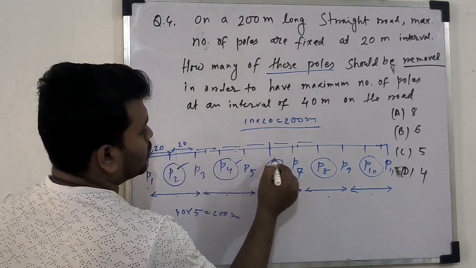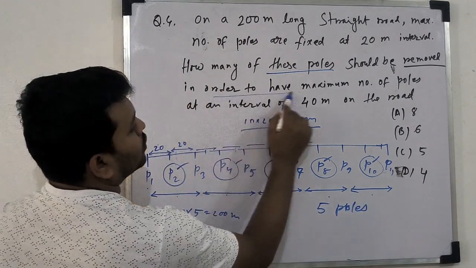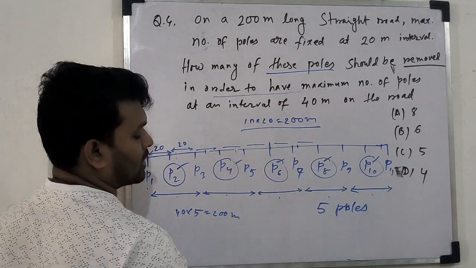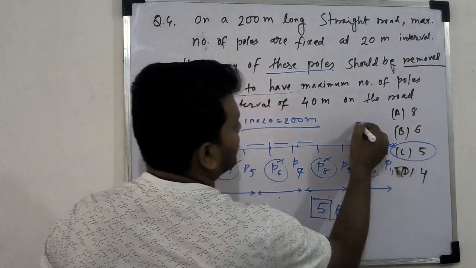So 1 2 3 4 5 poles should be removed in order to have the maximum number of poles at an interval of 40 meters. So the answer is 5. Five poles should be removed. So option C is correct.